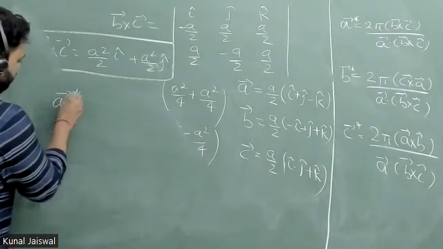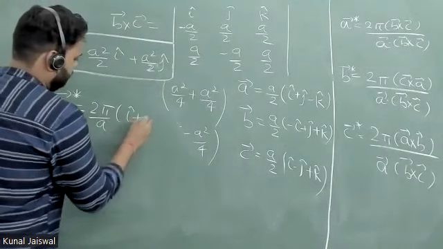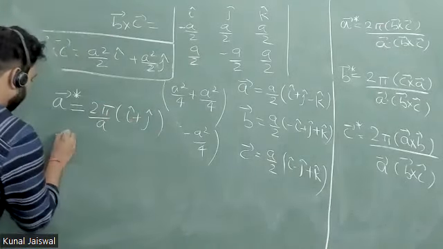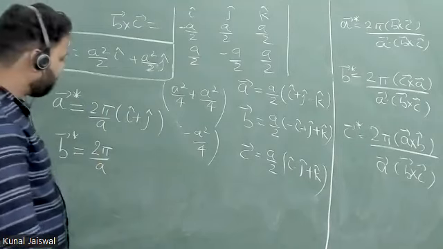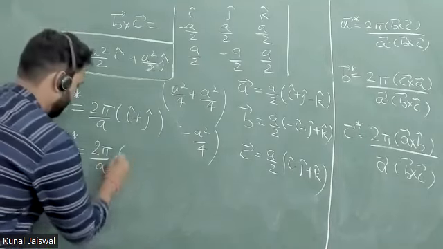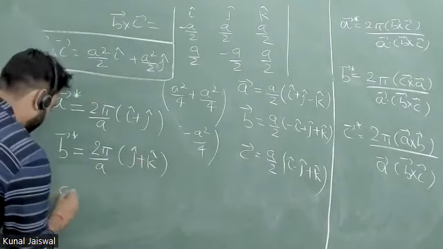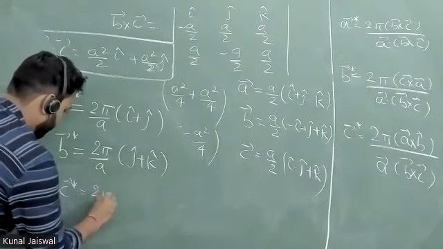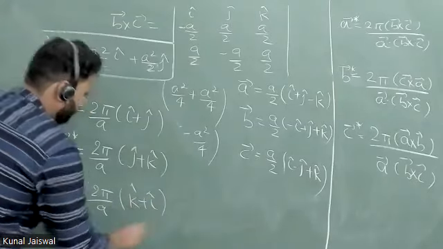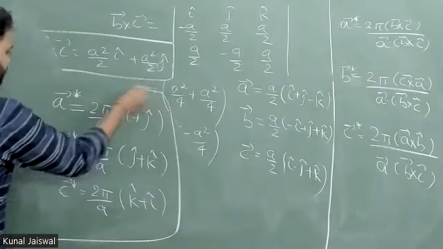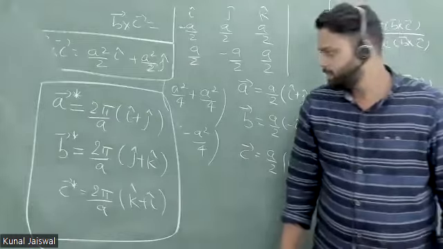A star is equal to 2 pi by a, i cap plus j cap. Similarly, B star will be 2 pi by a, j cap plus k cap. And C star will be 2 pi by a, k cap plus i cap. So this is our 3 reciprocal lattice vectors for the body centered cubic lattice.